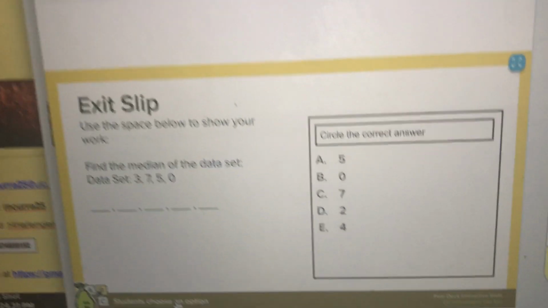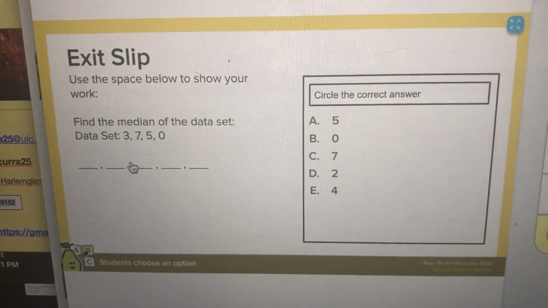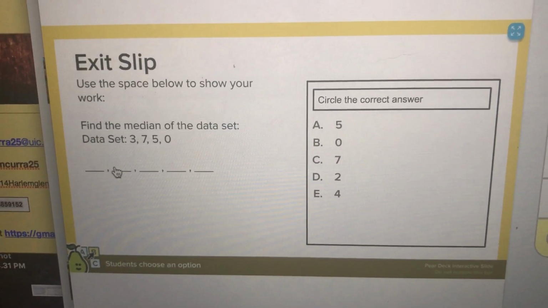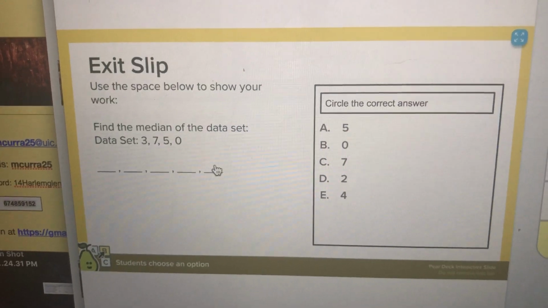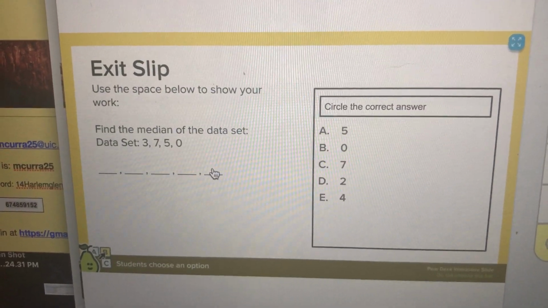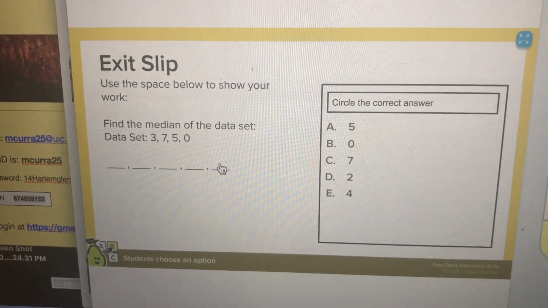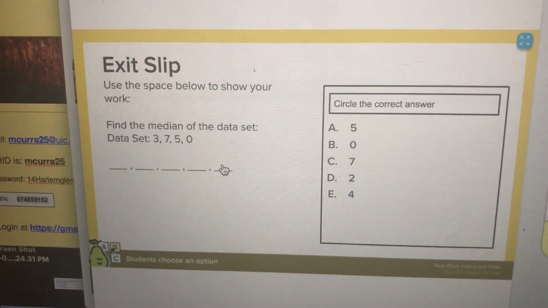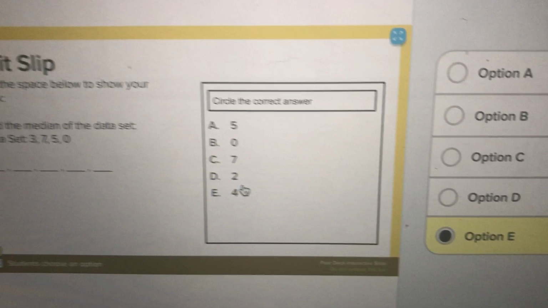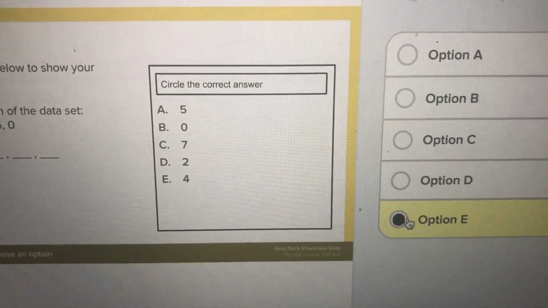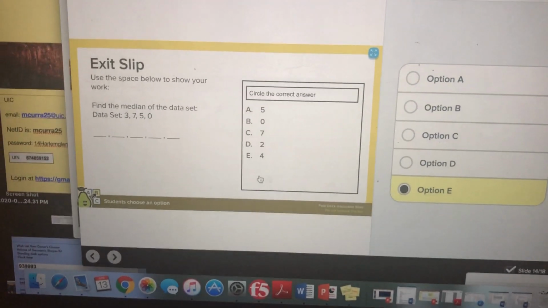The second exit slip question, okay, you put them in order. 0, 3, 5, 7, sorry, ignore this extra line. You notice you have two middle numbers, 3 and 5. You add those together, 3 plus 5 is 8, divide by 2, which should have gotten your final answer, which is option E.